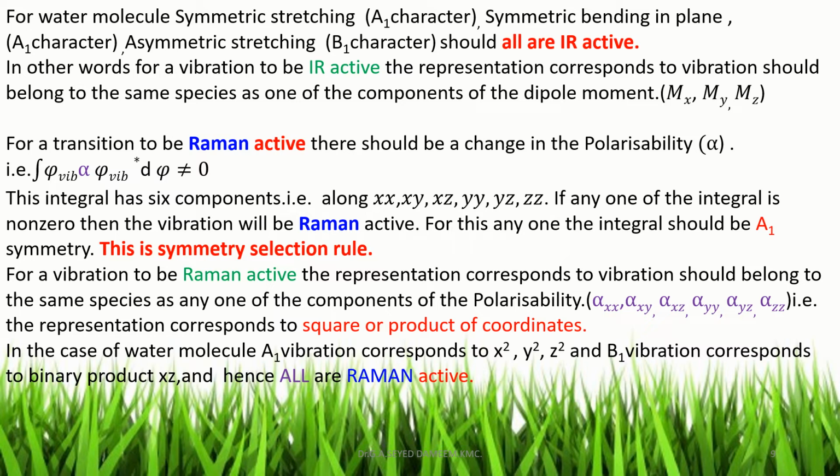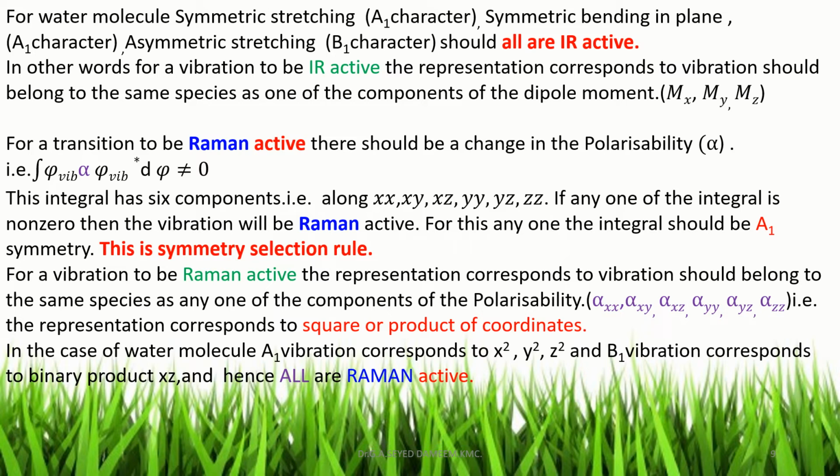For a transition to be Raman active, there should be a change in polarizability during the vibration, and the integral, integral psi vibrational alpha polarizability vector psi vibration star d psi, should not be equal to 0. So this integral has 6 components: along xx, xy, xz, yy, yz, zz. If any one of the integrals is non-zero, then the vibration will be Raman active.